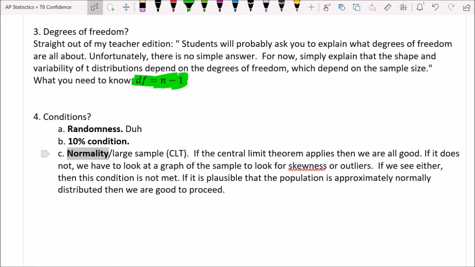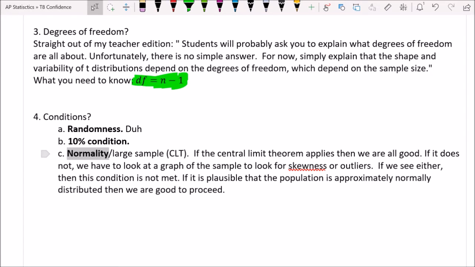That's awesome. But if you can't use the central limit theorem, then we can do things like look at the graph of the sample and look for skewness or outliers. If we see skewness or outliers, then no, we don't get to proceed. Or if we're told in the question that a population is approximately normal, then we would know that the sampling distribution of the mean is also approximately normal. So that would be all good.